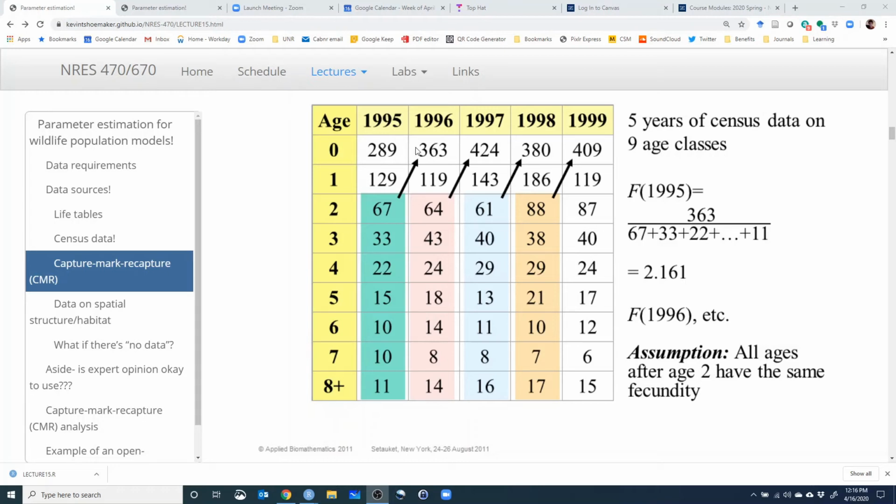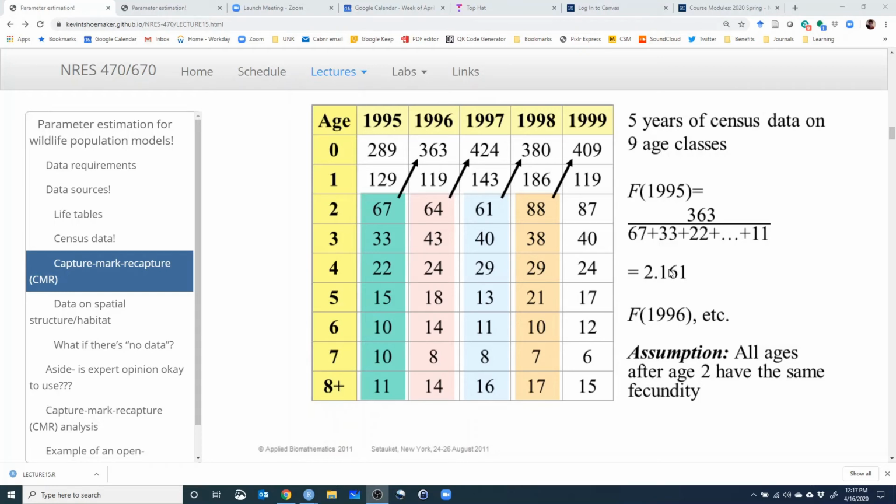And we have this number of newborns produced the next year, right? So you just take the number of newborns produced the next year, divide it by the total number of reproductive or potentially reproductive adults this year, and you can get fecundity really easily. Not only can you get fecundity for 1995, which is what we calculate here, 363 offspring produced next year by all these individuals in 1995, but you can do it for 1996, 1997, 1998.